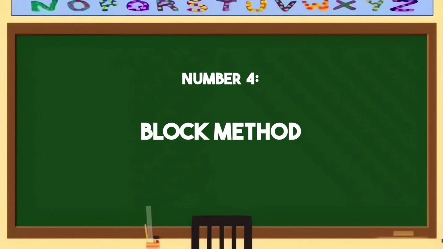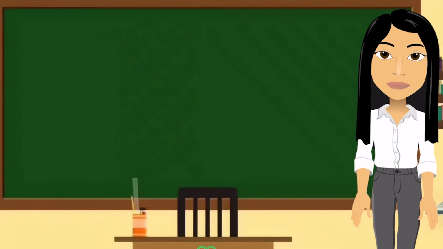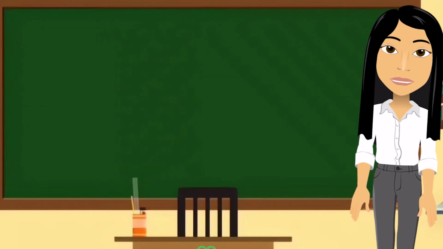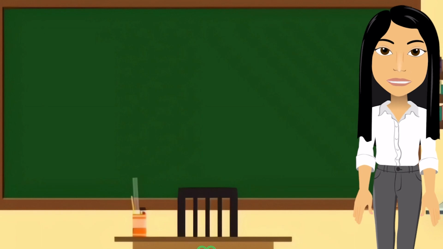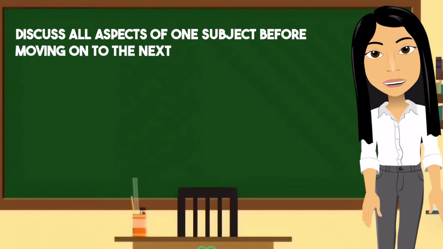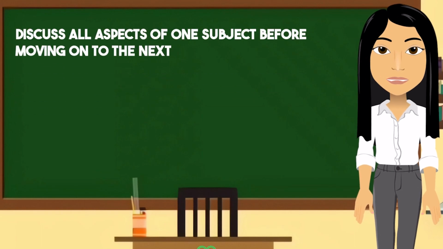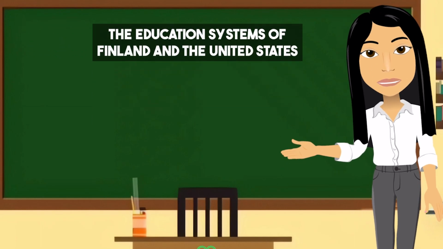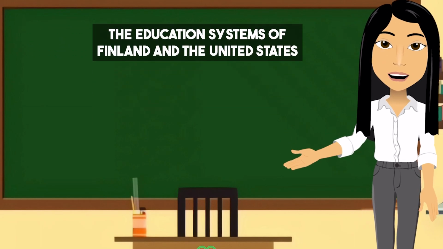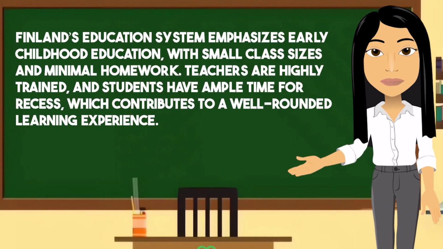Number 4. Block method. While the point-by-point method is useful, the block method is another approach that can be particularly effective for comparing complex subjects. In this method, you discuss all aspects of one subject before moving on to the next. For example, if you're comparing the education systems of Finland and the United States, start with the Finnish system.